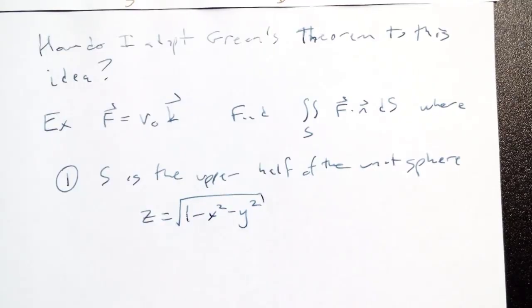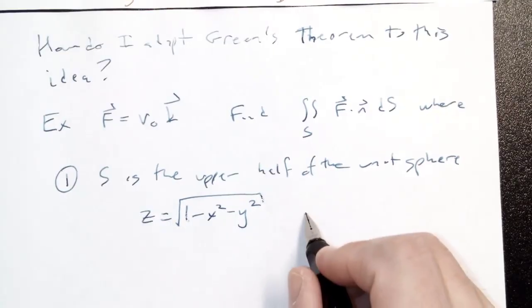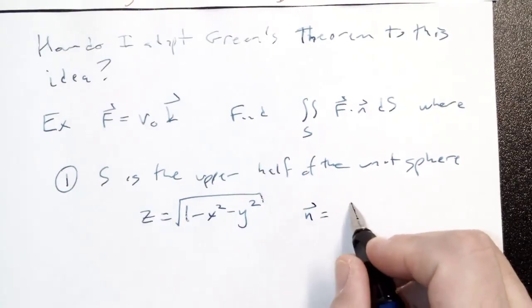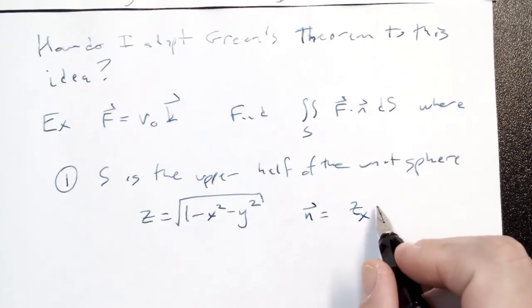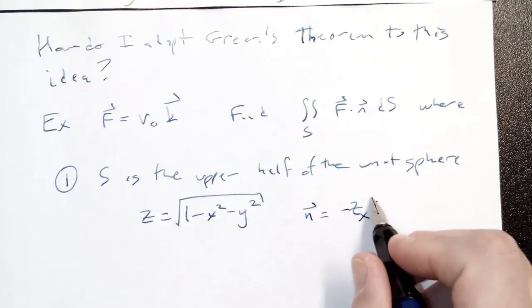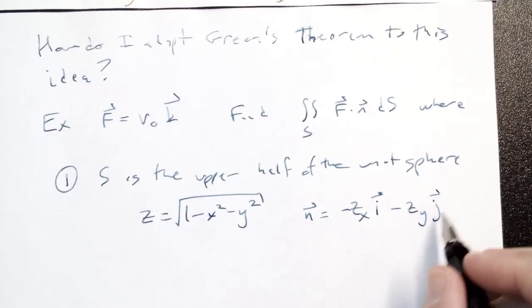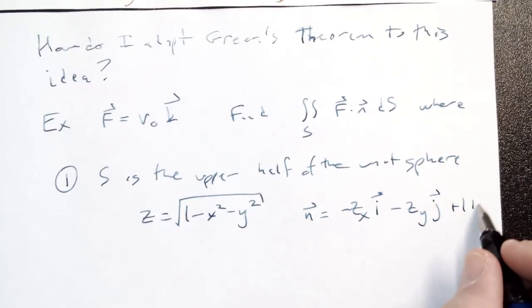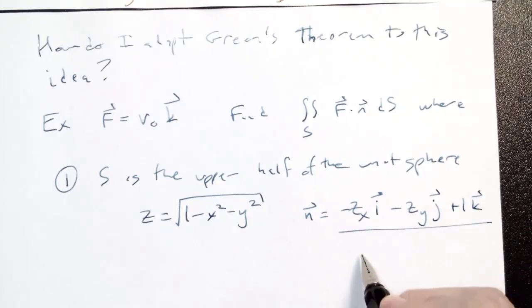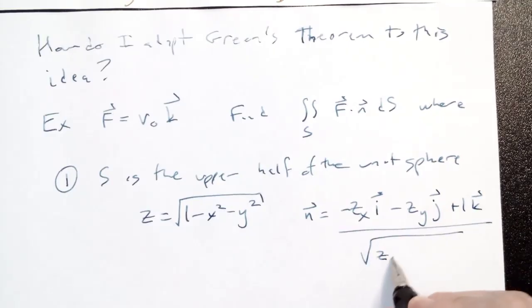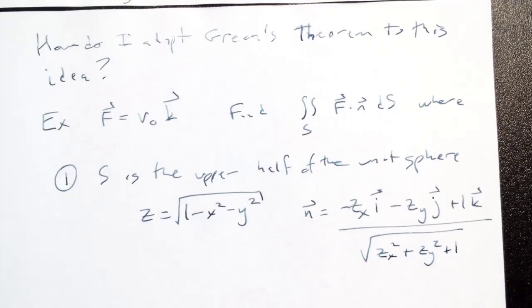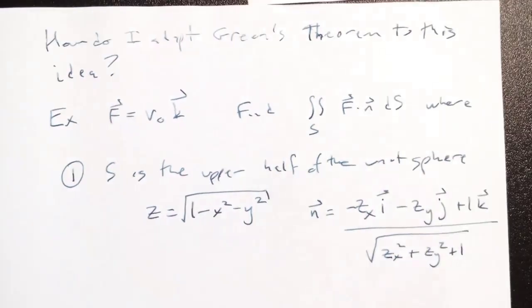Now, that means I know my normal vector. N is negative partial with respect to x times i, minus partial with respect to y, negative sign times j, plus 1k, over the square root of z_x squared plus z_y squared plus 1. I used z instead of g because I didn't write my function as g of xy. I wrote it as z of xy.